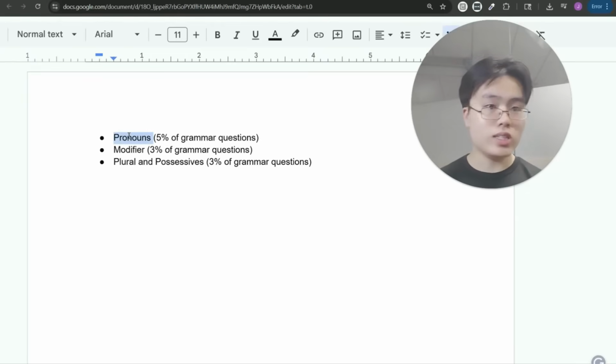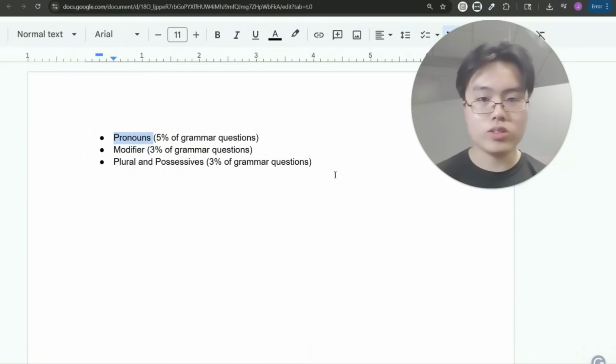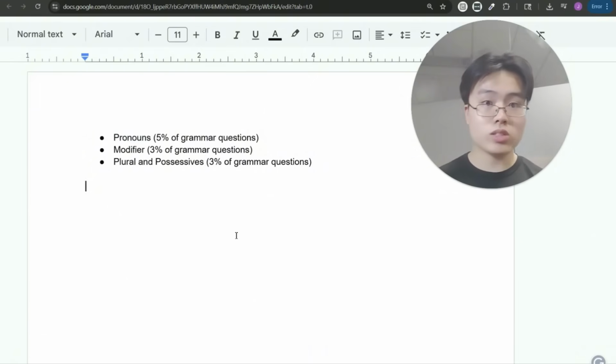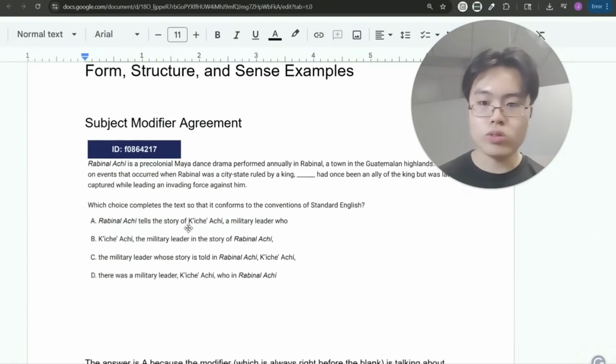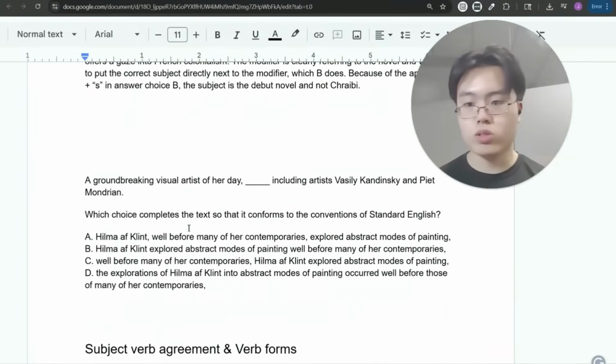These questions are probably the easiest in the entire reading and writing section of the SAT. It's just pronouns. Like pretty much everyone knows pronouns. However, there are some things that trip a lot of people up, so I will go over those, as well as how I would solve pronoun questions.